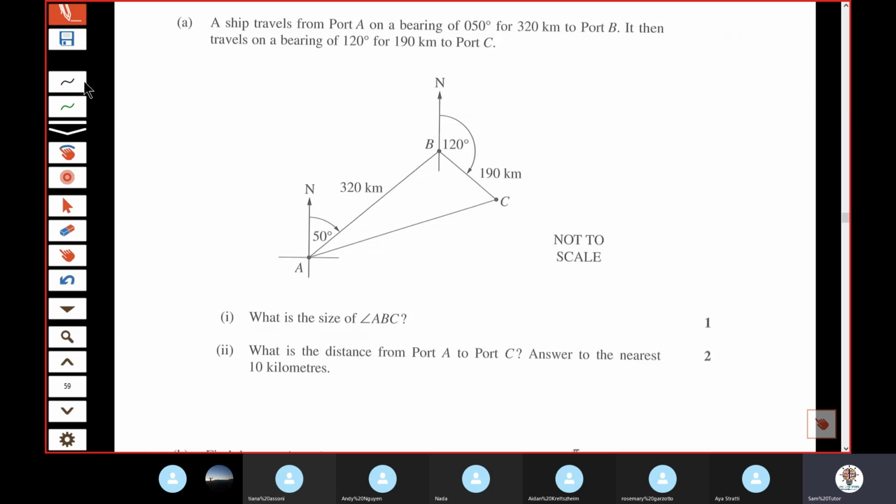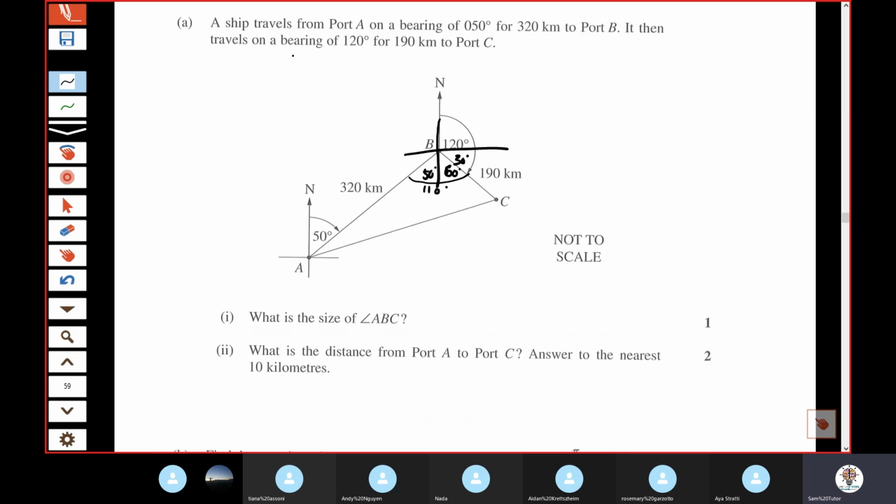A ship travels from port A on a bearing of 50 degrees for 320 kilometers. We know what I'm going to do before I continue. Just put that in. That's 90, so that's 30. This is 50. This is 60. If that's 50, then we know that's 50. Already we know that's 110. And that's it for now.